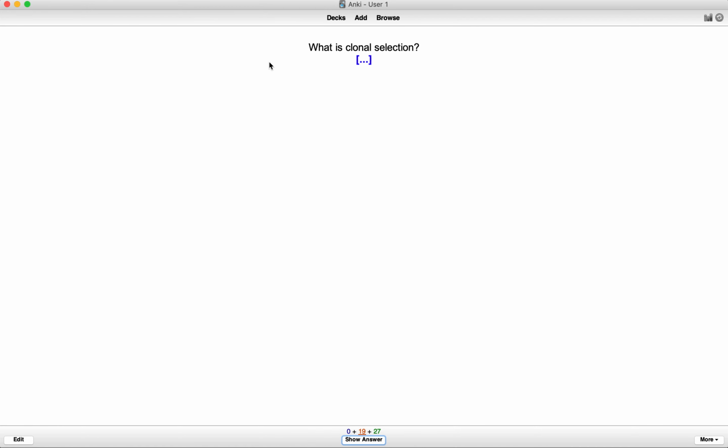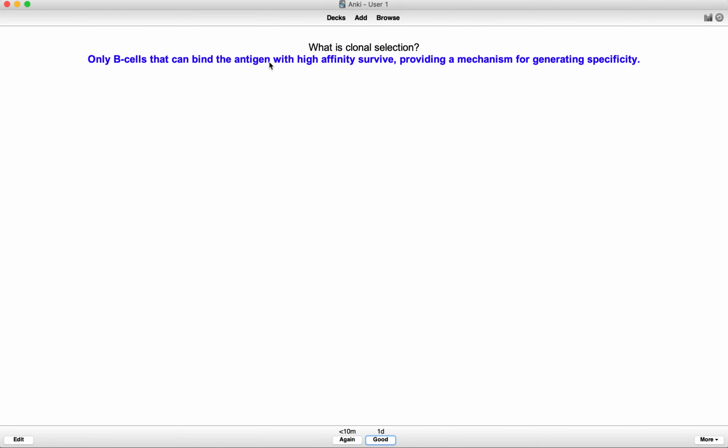What is clonal selection? Only B cells that bind to antigens with high affinity are selected. It's the primary mechanism for generating specificity. That's clonal selection.